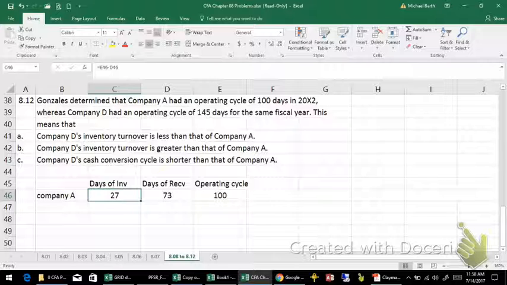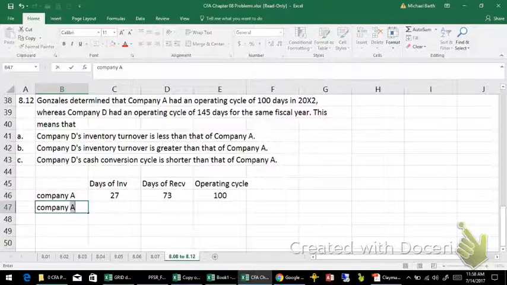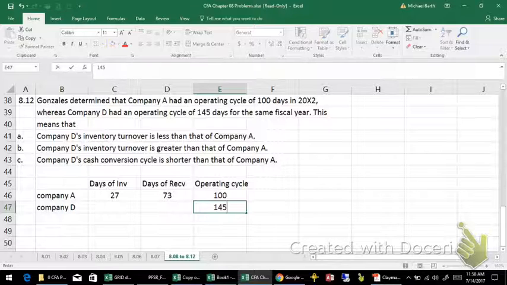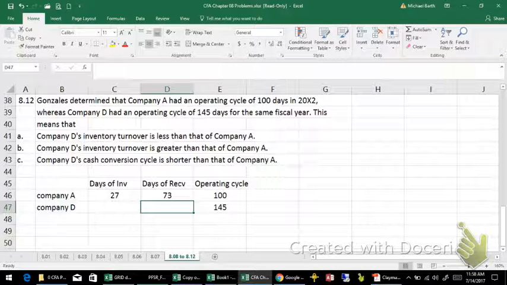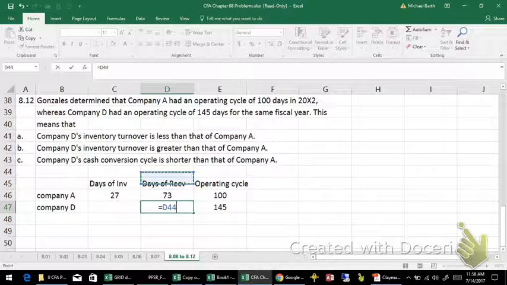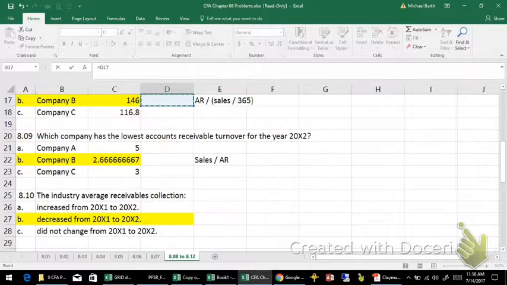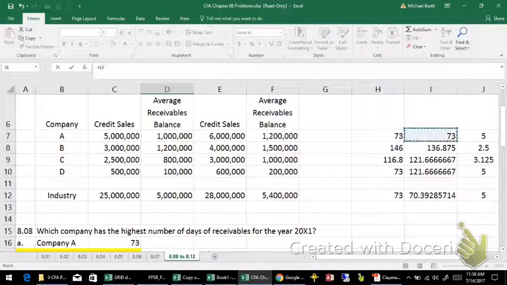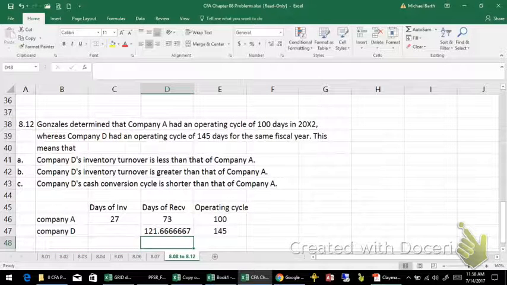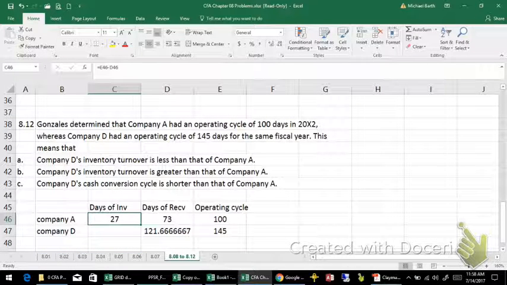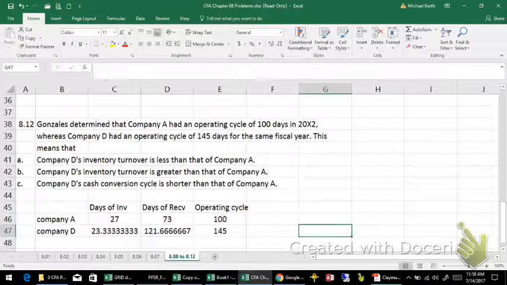Okay, and Company D had an operating cycle of 145 days. Their days of receivables was 121.66, so their days of inventory would have been about 23. This means that now we're asked, is Company D's inventory turnover less than that of A?